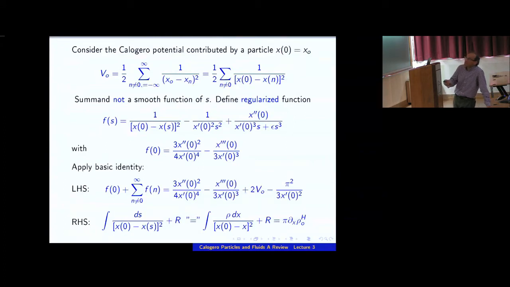So I claim that if you integrate that function over all s, you will find exactly this answer. This is not an approximation. This is an exact result when this rho 0h is that.